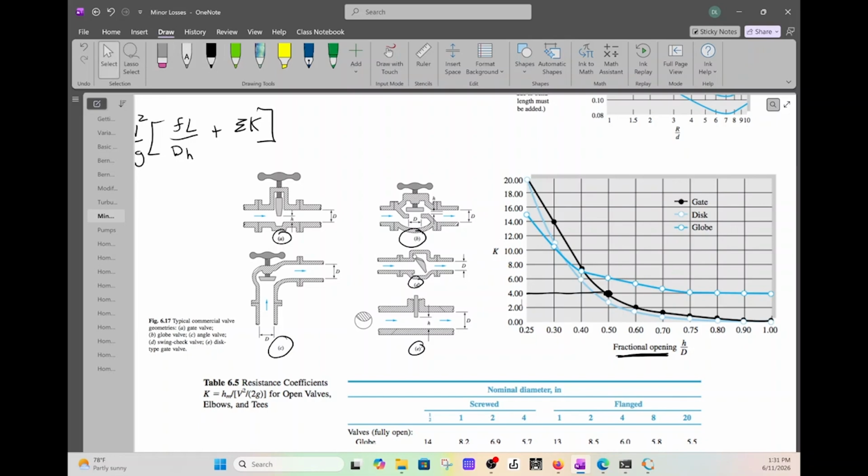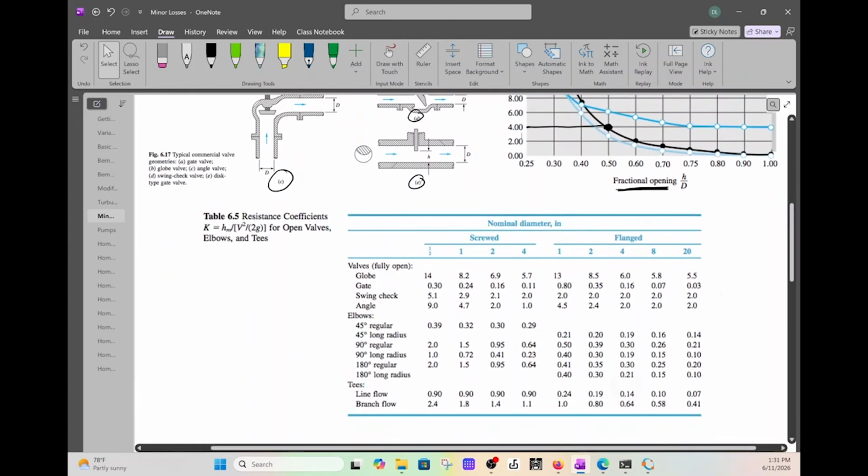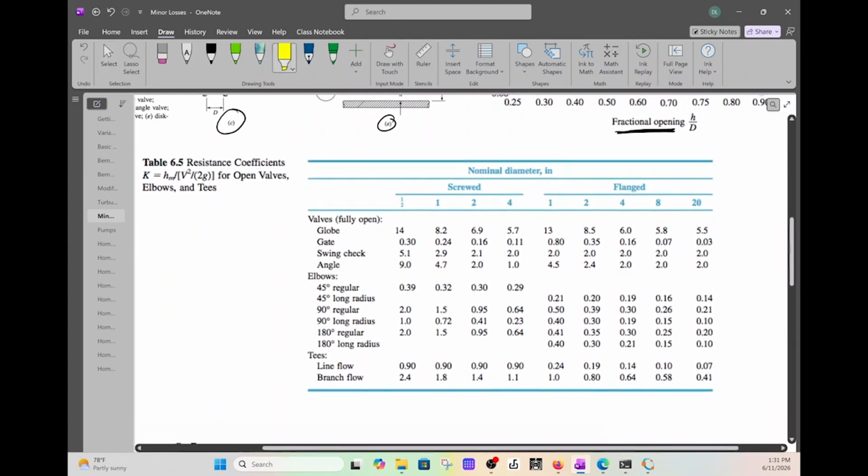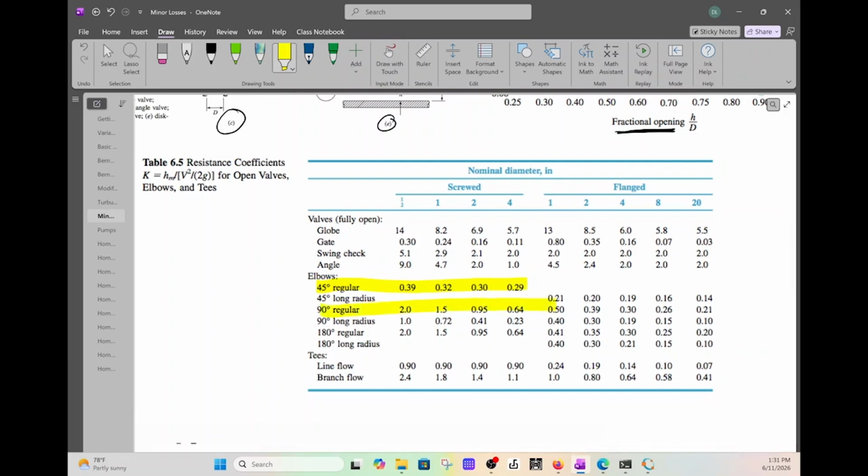Typically what you have is a valve, and then, scrolling down here, probably 45-degree elbows, a 90-degree elbow, you might have a long radius, depending on if they're screwed or flanged in. And for all of that, you will have different K values.